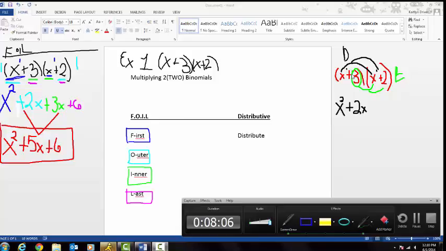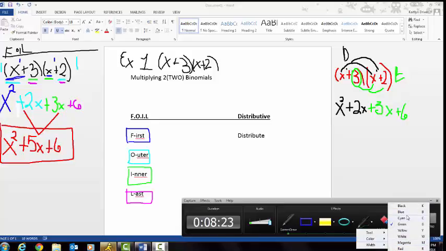3 times x is positive 3x. Now you have 3 times 2, which is a positive 6, right? Okay.